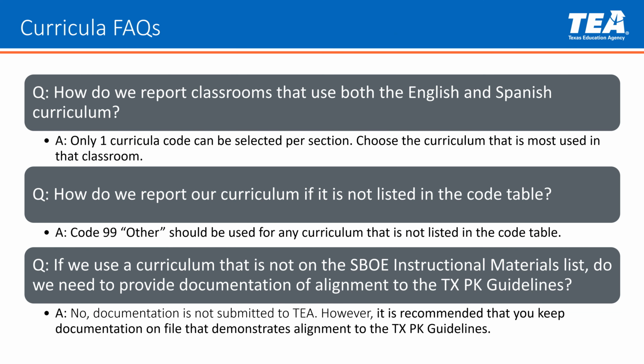Here are some common questions and answers we receive regarding curriculum. Question: how do we report classrooms that use both the English and Spanish curriculum? Answer: only one curricula code can be selected per section. Choose the curriculum that is most used in that classroom. Question: how do we report our curriculum if it is not listed in the code table? Answer: code 99 Other should be used for any curriculum that is not listed in the code table.